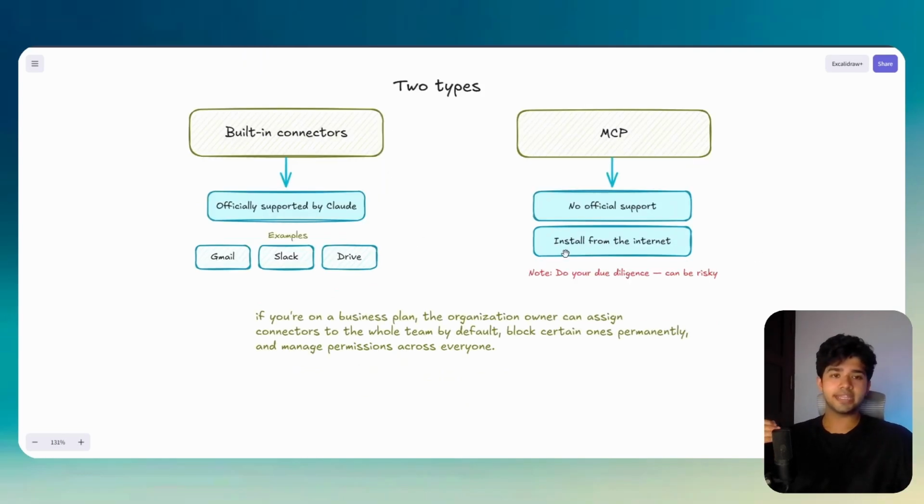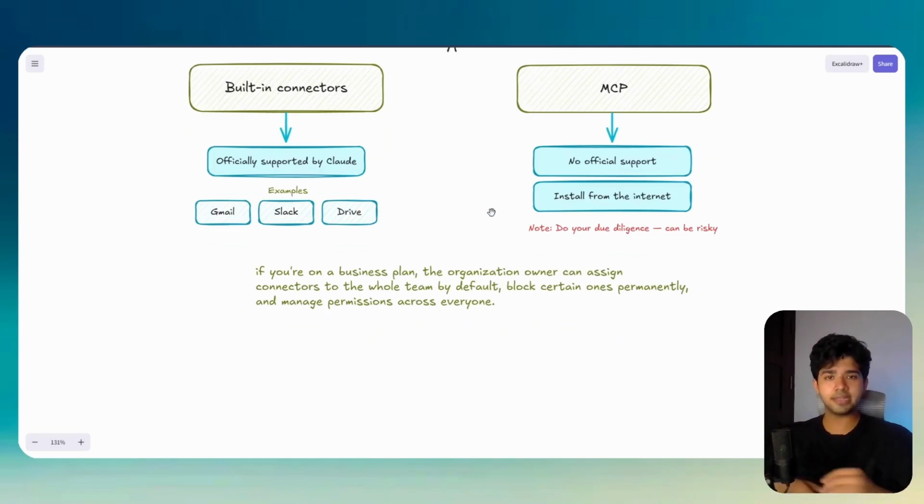Now, do note that if you are installing an MCP from the internet, make sure that you trust the author because there's a chance that the MCP can include malicious programs. So if you are on a business plan, the organization owner can assign connectors to the whole team by default or even block some connectors permanently and manage permissions across everyone.